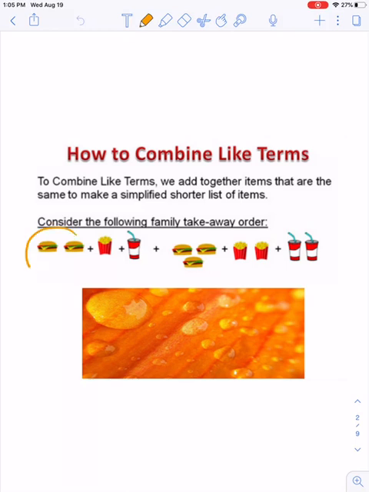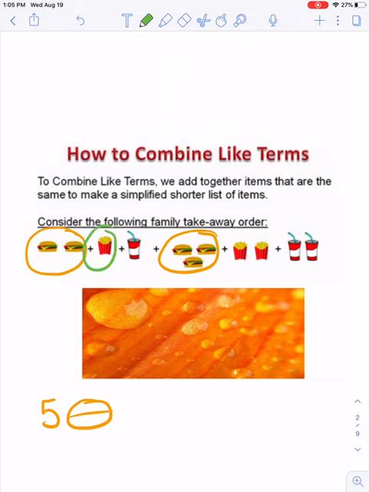obviously we would add together the cheeseburgers, right? Because cheeseburgers are the same, they're like terms. So if I have 2 cheeseburgers plus 3 cheeseburgers, that would give me 5. Here's my beautiful art, cheeseburgers, right? I know I can't take 2 cheeseburgers plus fries because they're not the same thing. We can only combine things that are the same.